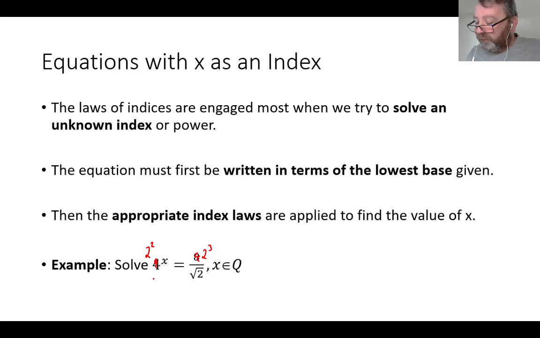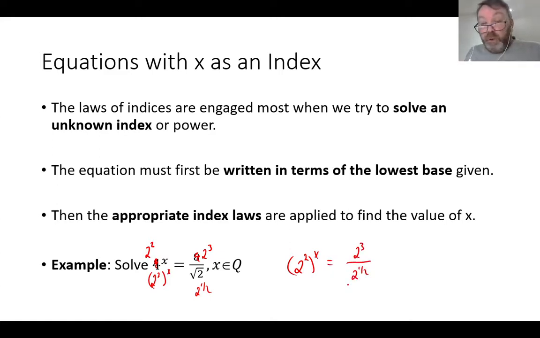So in other words, I'm going to write that as 2 squared to the power of x. This one here, 2 cubed, over root 2. Now please don't forget, that's a square root. Square roots are related to indices of halves. So the square root is the same as 2 to the power of a half. So let's rewrite this in terms of base 2. 2 squared, that's the 4, to the power of x, equals 2 cubed, that's the original 8, over 2 to the half.